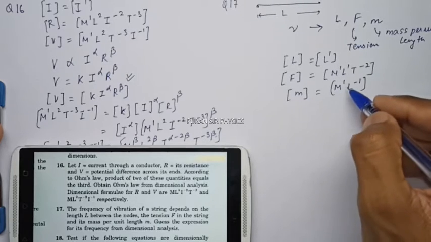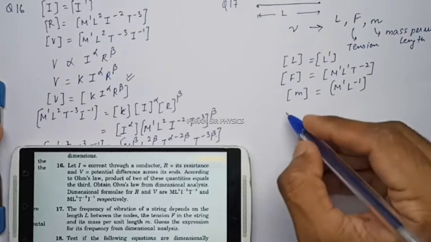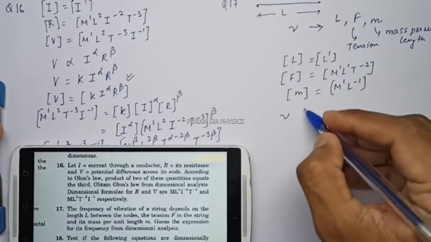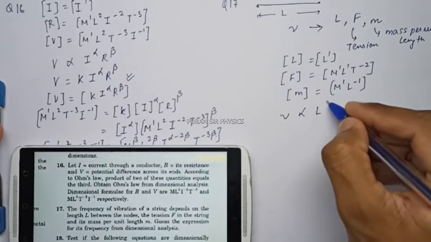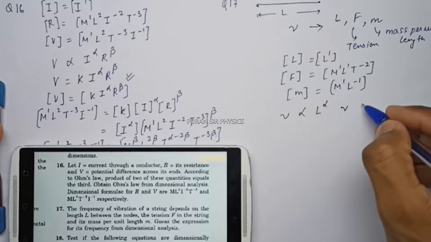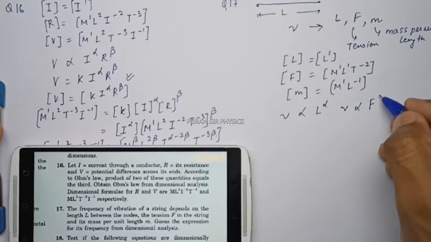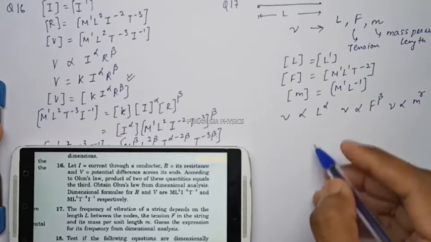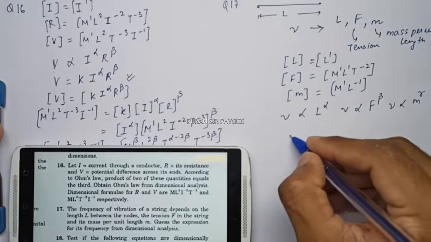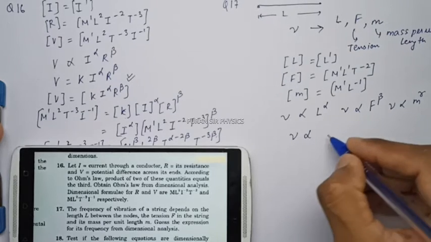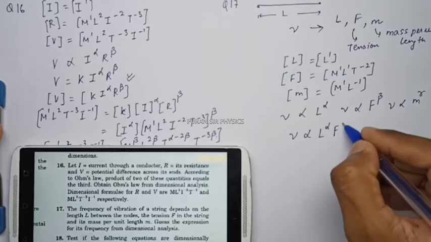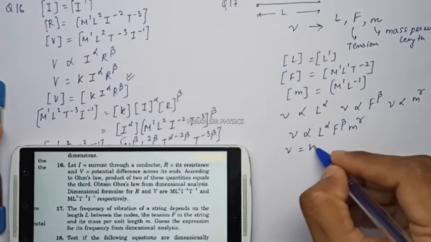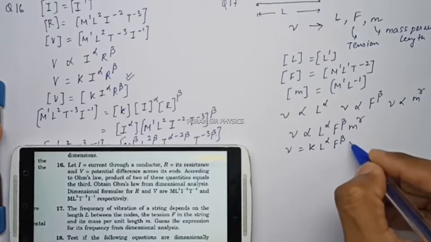Mass upon length will be M raised to power 1, L raised to power minus 1. And we have to find the relation of frequency with these three quantities. So we can write frequency is proportional to L raised to power alpha, frequency is proportional to F raised to power beta, and frequency is proportional to M raised to power gamma. If we club all these three proportionalities, we get frequency in the string is proportional to L raised to power alpha, F raised to power beta, M raised to power gamma. If we put some proportionality constant k, it will become this.